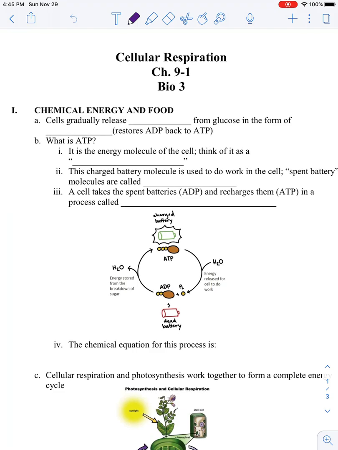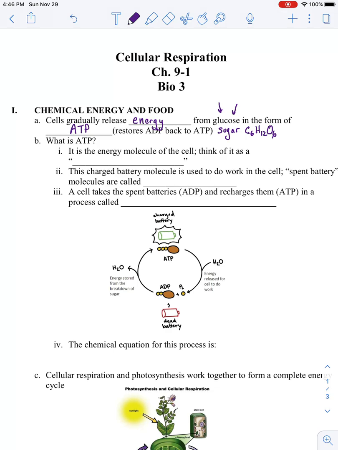Cells release energy from glucose. Remember, glucose is sugar, and sugar is C6H12O6. The name of the energy molecule that is made by the cell is called ATP, and ATP stands for adenosine triphosphate.